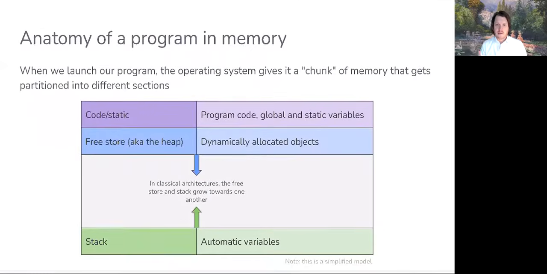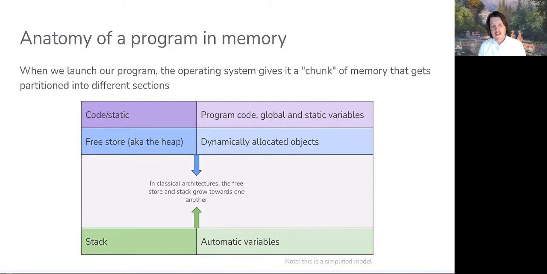We'll begin today's lesson with a brief review of memory allocation. In doing so, I'd like to first go ahead and review the anatomy of our programs in memory. Recall that when we launch our program, the operating system is going to provide it with a chunk of memory, and that this chunk of memory will be partitioned into a couple of different sections. One section will be the code or static region. This will store program code along with any global and static variables that have been declared within our program.